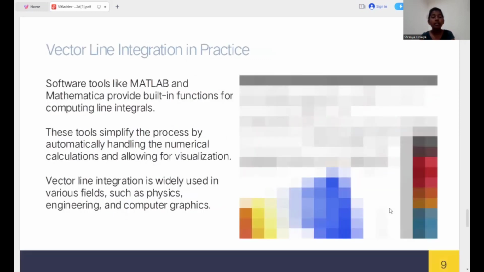When coming to vector line integration in practice, software tools like MATLAB and Mathematica provide built-in functions for computing line integrals. These tools simplify the process by automatically handling the numerical calculations and allowing for visualization. Vector line integration is widely used in various fields such as physics, engineering, and computer graphics. You can see the picture in this image.